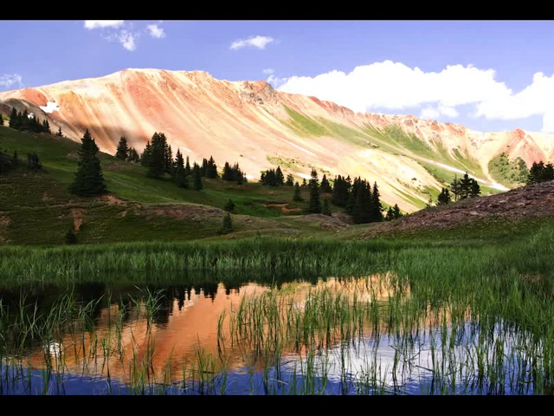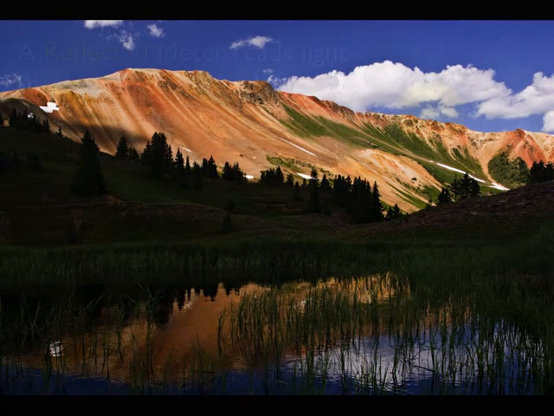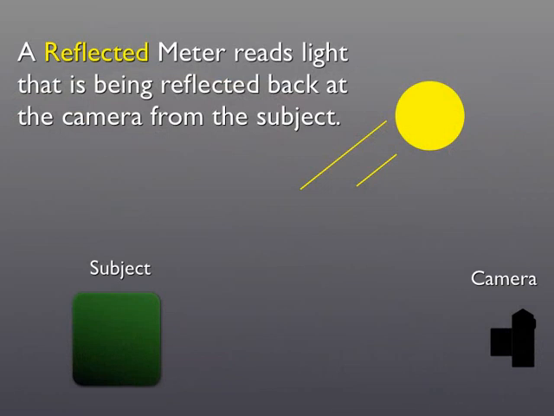Here, I couldn't very well run all the way to the top of this mountain and click my incident meter to get an exposure of the way the light is falling on the mountain. I'm down in the shadows. If I had a reflected meter, I could take an exposure more like this. The reason being is that a reflected meter reads light that is being reflected back at the camera from the subject.